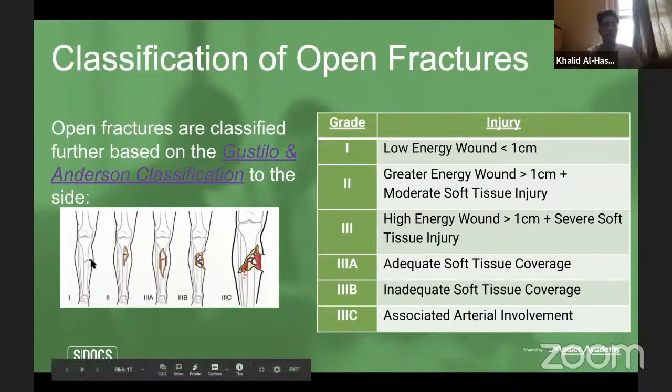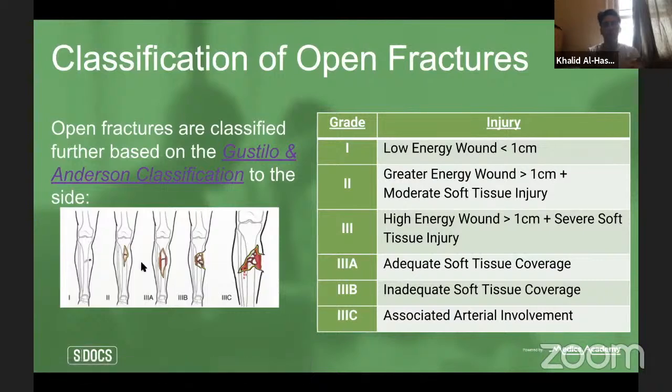Soft tissue involvement is less than 1 centimeter wide. Whereas grade 2 is a greater energy wound, greater than 1 centimeter, and there is moderate soft tissue injury involved. Grade 3 means that it is usually a high energy wound in which there is a large portion of soft tissue injury, and there is obviously accompanying severe soft tissue injury as shown in the pictures from the middle through to the right. 3A indicates that there is adequate soft tissue coverage.